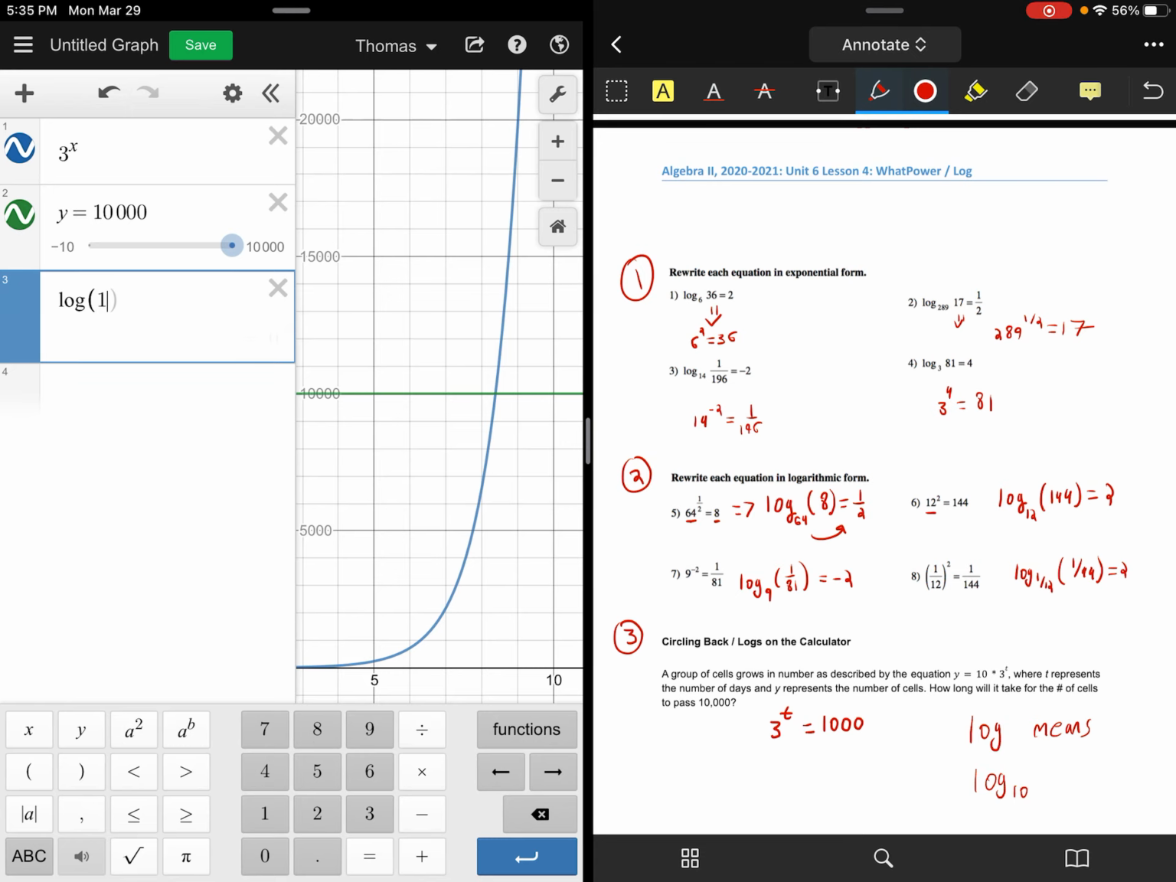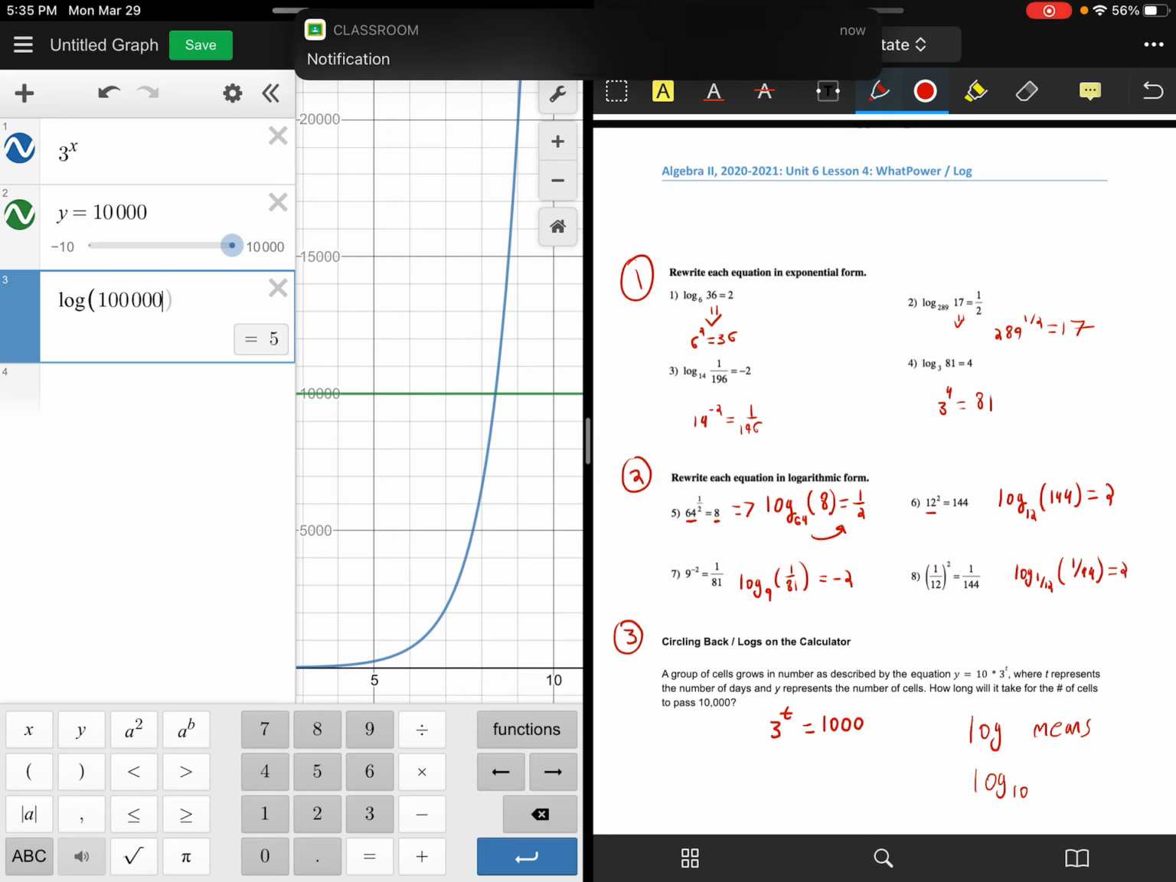So what power of 10 is 10? The answer is 1. What power of 10 is 100? The answer is 2. Notice every time I multiply by 10, the exponent goes up by 1. 10 to the 3rd is 1,000. 10 to the 4th is 10,000. 10 to the 5th and so on and so forth. But that was not what we wanted to know.